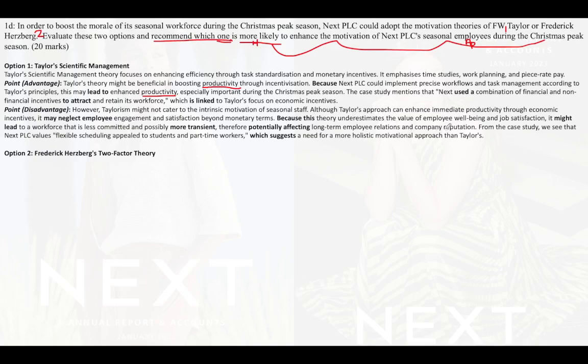If this was a retention question, I could understand that. But again, autopilot as per the textbook. From the case study, we see that Next PLC's values flexible scheduling appealed to students and part-time workers, which suggests, what a lovely, which could be interpreted as type of statement, a need for more holistic motivational approach than Taylor's. Okay, now that is directly linked to motivation of the workforce. And also, scheduling seems to be more important when coming up with a disadvantage. This paragraph I'm happy with.